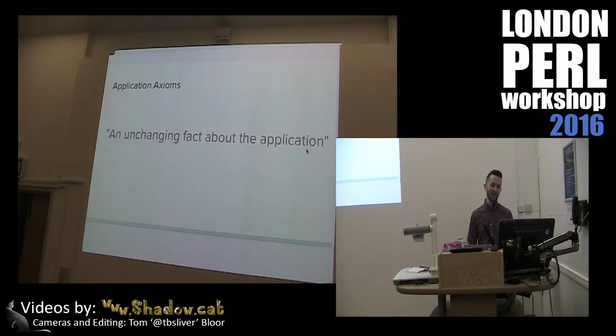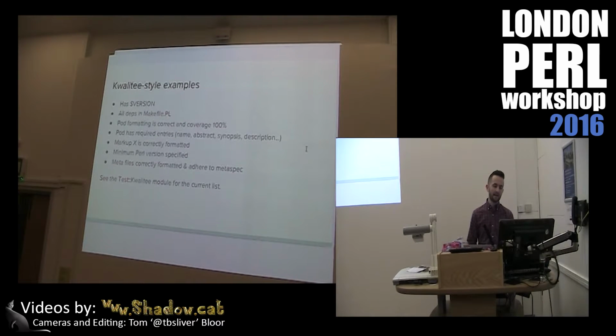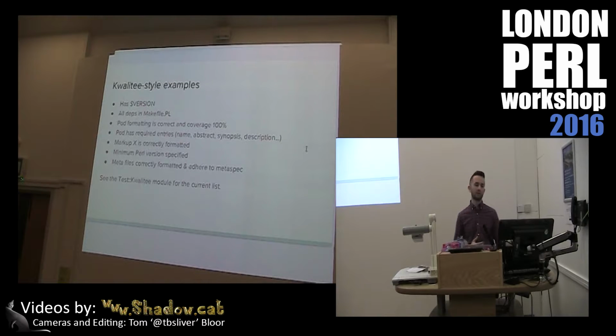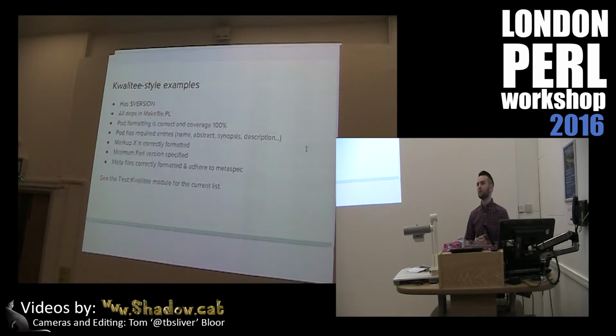Yeah. So we already write axiomatic tests today, or we have them available, and the quality style tests are axiomatic. Things like checking that you've set a version variable, and all the dependencies used in the project are in your makefile, and the pod is correctly formatted. Those are all axiomatic. And the Test::Quality module has a complete list of those checks.